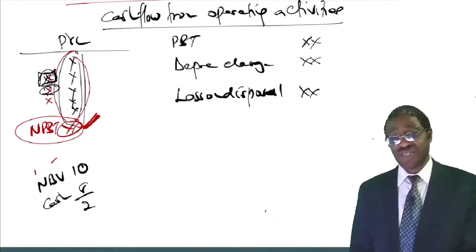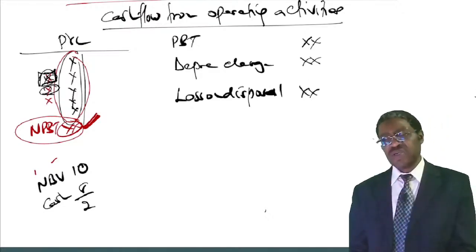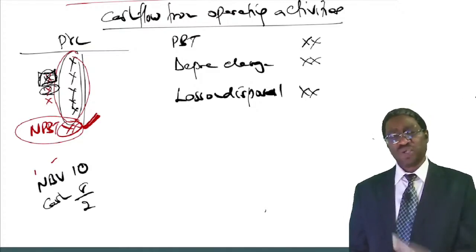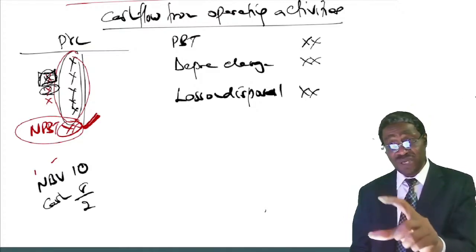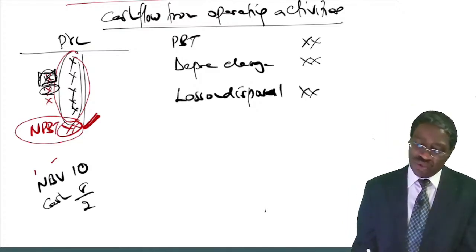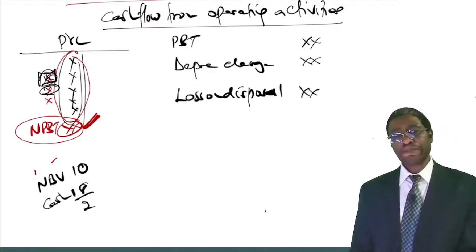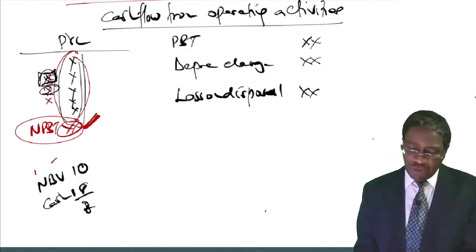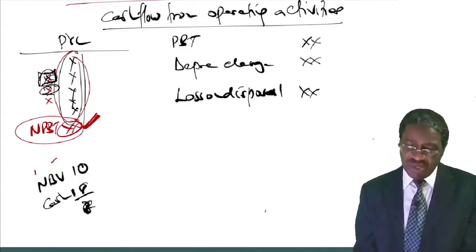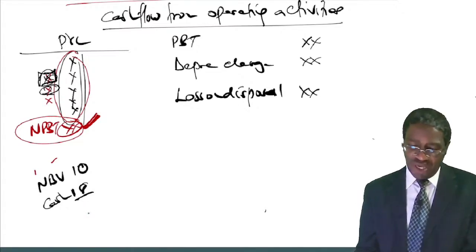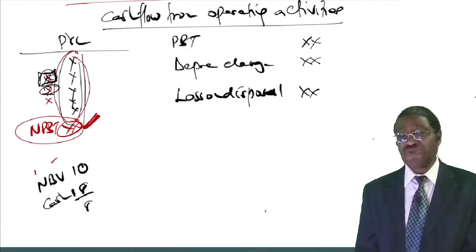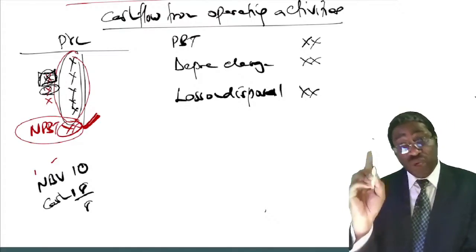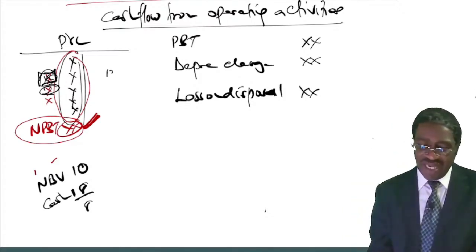Good. Now listen. What if the same machine which had a book value of 10 million, this time you sold it for cash of 18 million. You sold it for 18 million, which means you made a profit of 8 million. That profit of 8 million, you took it to the P&L account as a gain.